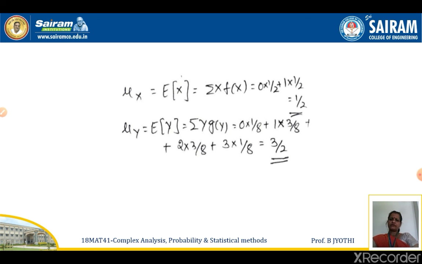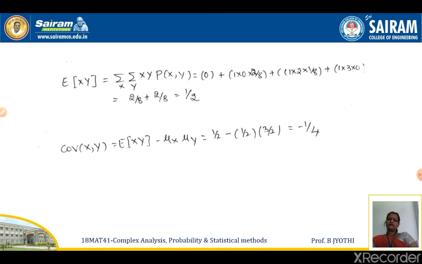Next, E of x or mu x, let us find out. That is x into f of x. So when we add up everything, it will be half. Similarly, mu y is given by E of y, that is y into g of y, which gives 0 into 1 by 8 plus 1 into 3 by 8 plus 2 into 3 by 8 plus 3 into 1 by 8. That gives us 3 by 2. That is mu y or E of y, and mu x or E of x gives us half.